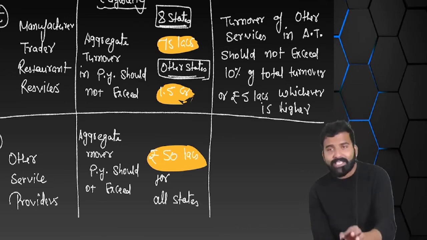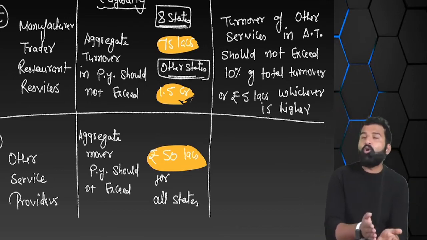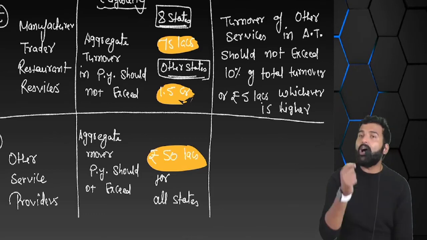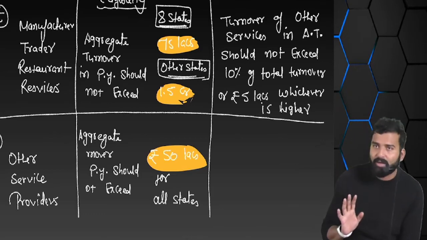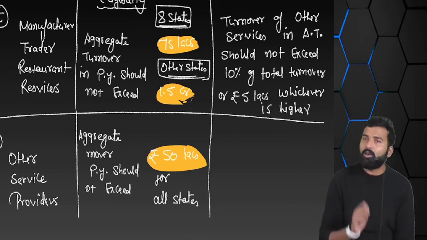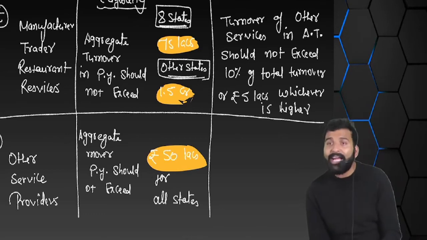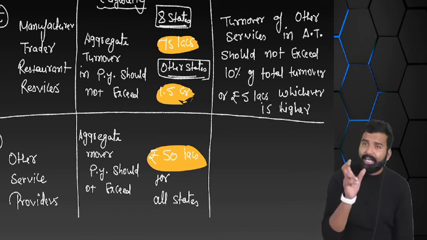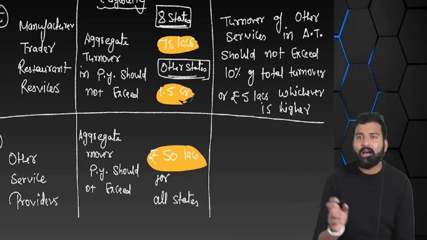If he is supplying goods but also wants to supply some services, then of course he can supply services up to 10% of the aggregate turnover. So if the turnover of the person is 1 crore, he can supply 10 lakh rupees of services in that. So a trader can supply services up to rupees 10 lakh.